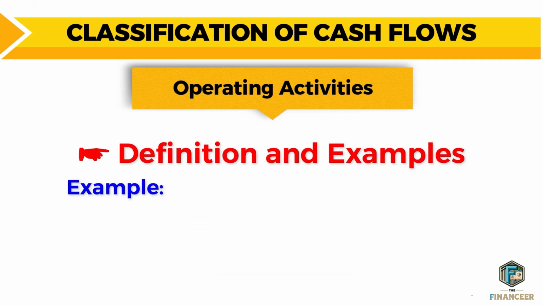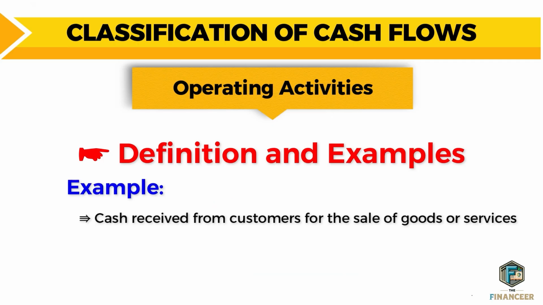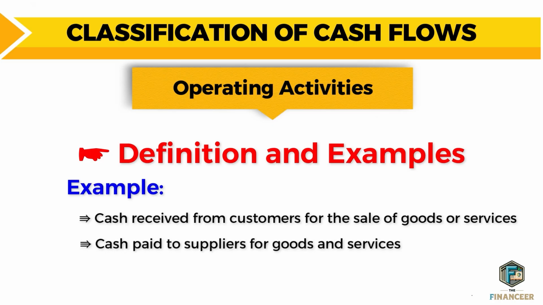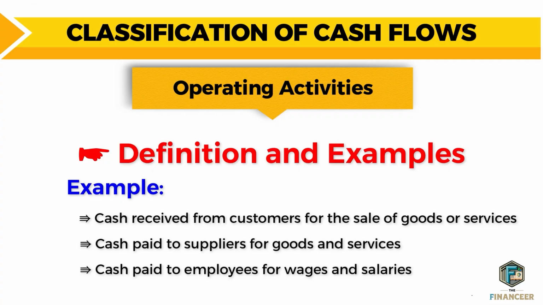Some examples for the operating activities are as follows. Cash received from customers. So if the company is going to sell a product or provide a service in the core business, the cash received from the customers will be considered as part of the operating activities. Number 2, cash paid to the suppliers for goods and services that the company acquires or receives. And number 3, the cash paid to the employees for wages and salaries. We can list several more examples such as payment for rent, payment for tax, and payment for utilities as well. Maintenance expenses as well. All of these are related to the operating activities.